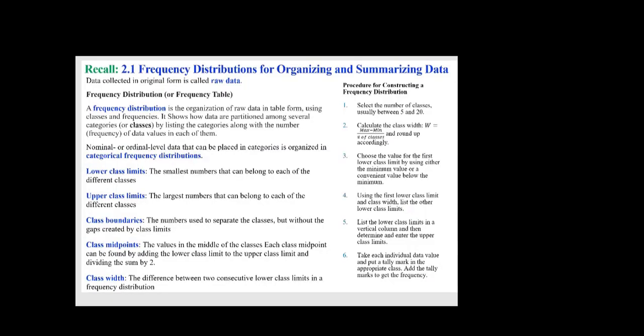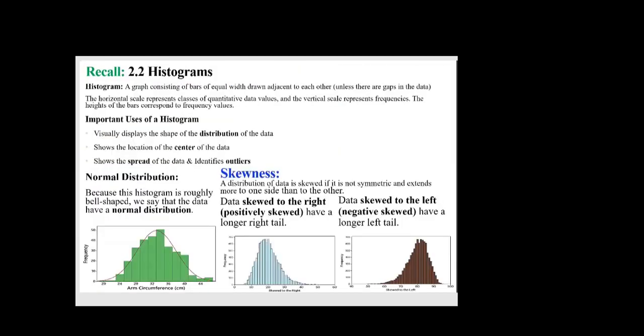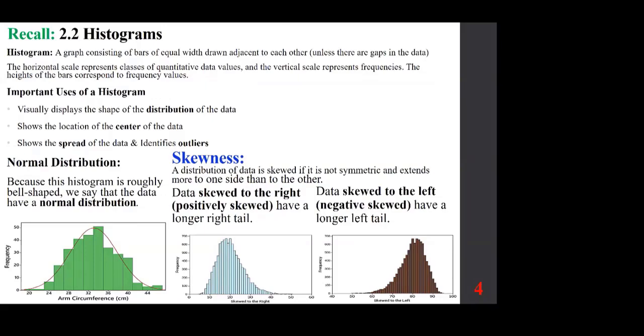So in section 2.1, we dealt with frequency distribution for organizing and summarizing data. We looked at the frequency distribution table and various parts of that: lower and upper limits, lower and upper boundaries, class midpoint, percent frequency, class width. We looked at the procedure for constructing a frequency distribution table. And then we looked at the next section dealing with various graphs and, more importantly, the histogram, the normal distribution, and when it's skewed to the right or skewed to the left.